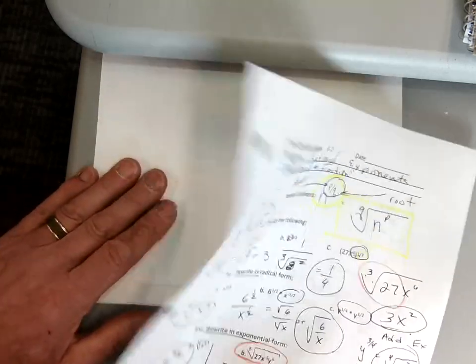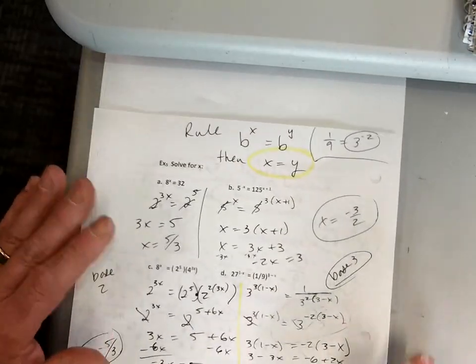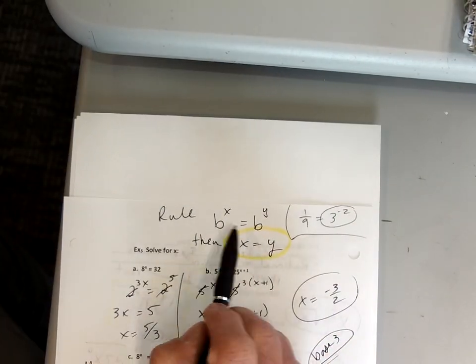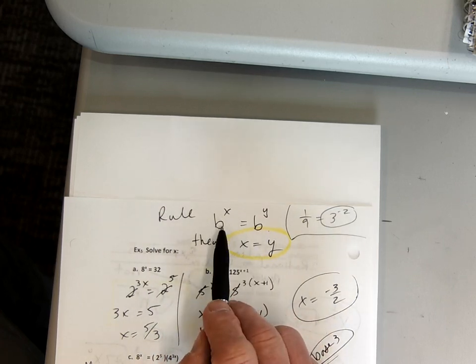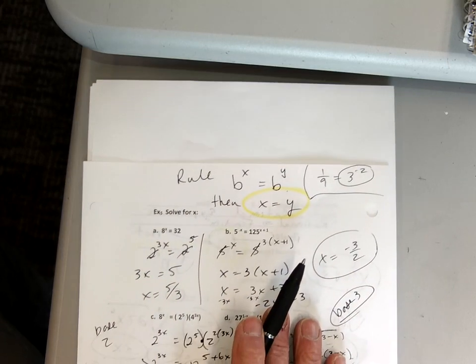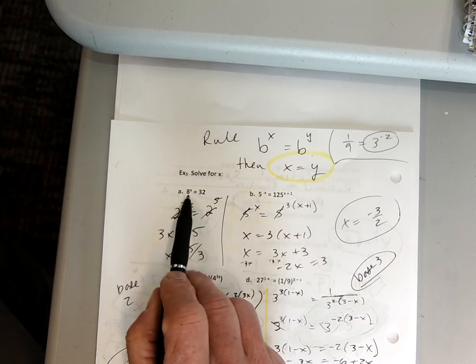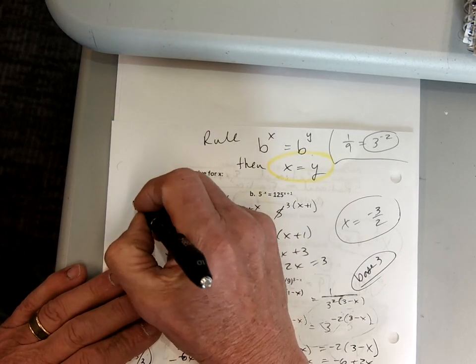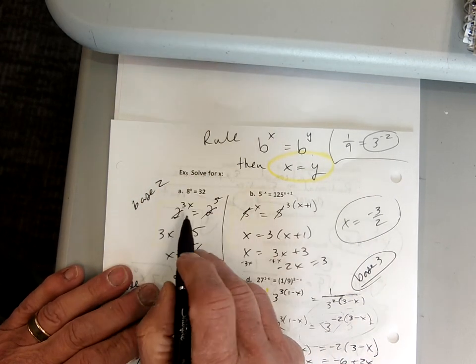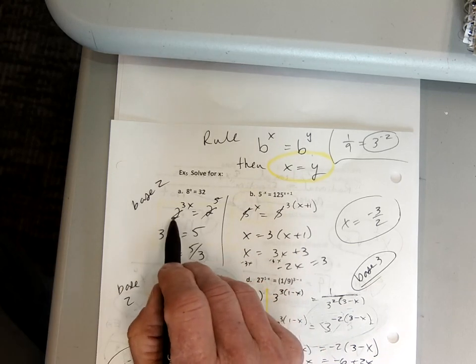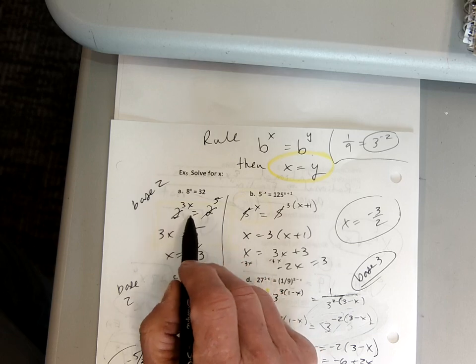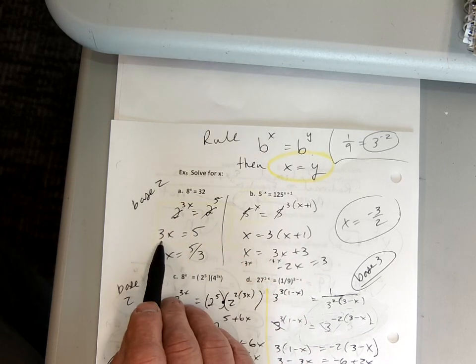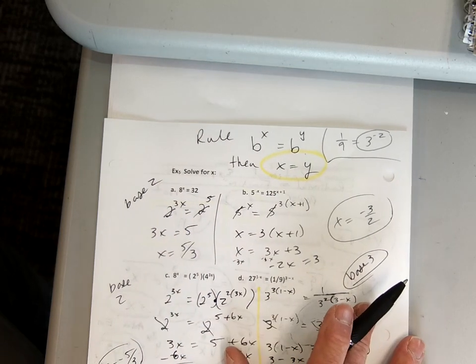On the back side of this, a rule: if we have the same base, then we can just say the exponents are equal. So as an example, I changed 8 into base 2, and I changed 32 into base 2. So 2 cubed is 8. 2 to the 5th is 32. I have the same base, so then I can just set the exponents equal and solve.